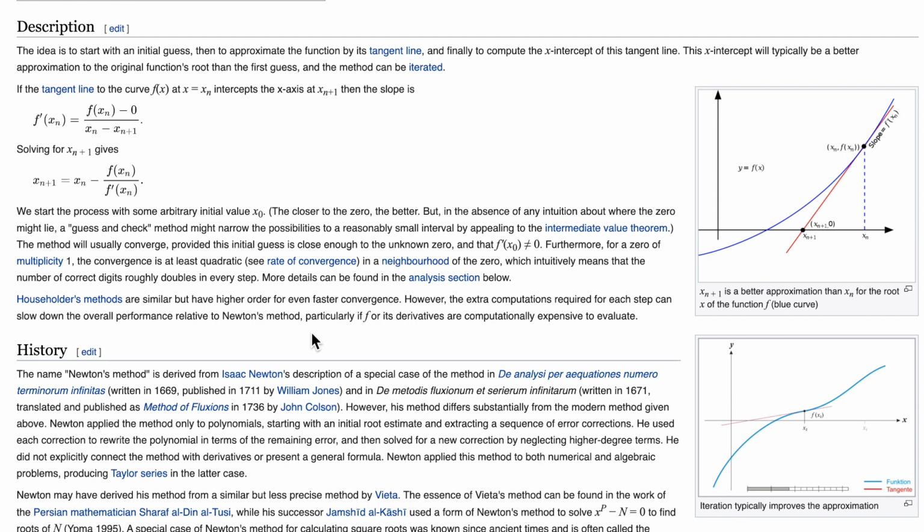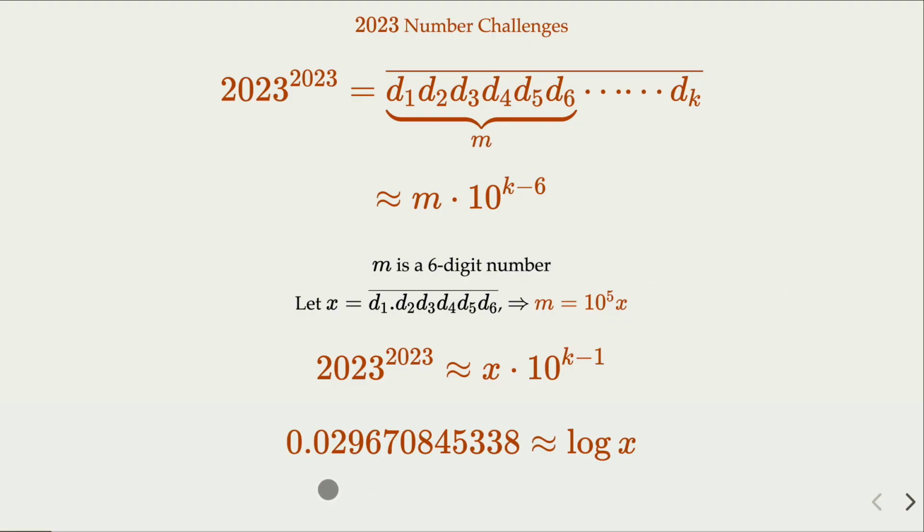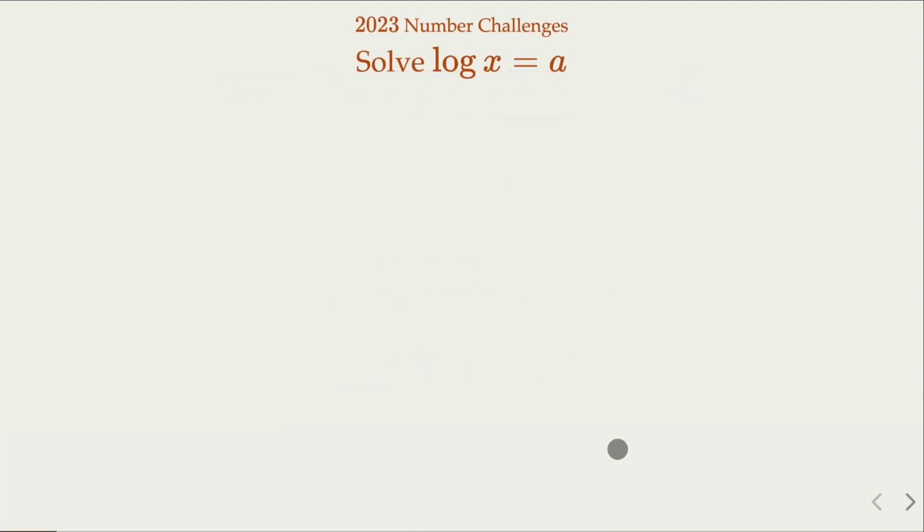Let's go back to our own problem. Remember, our problem is actually log base 10. We try to find x using Newton's method. For this case, we need to solve the equation log base 10 of x equals a, where a is given. What is the function here? The function would be this, and the derivative. Notice that since this is log base 10, the derivative would have this constant here, which is the natural log.